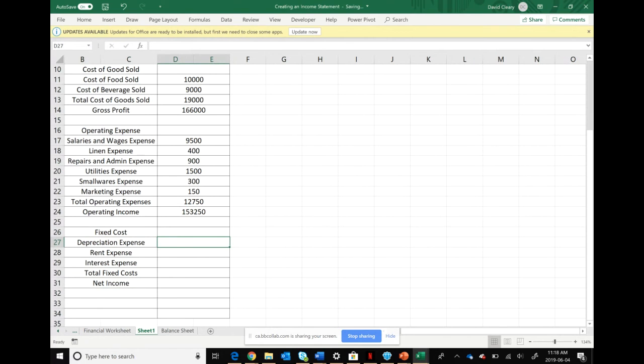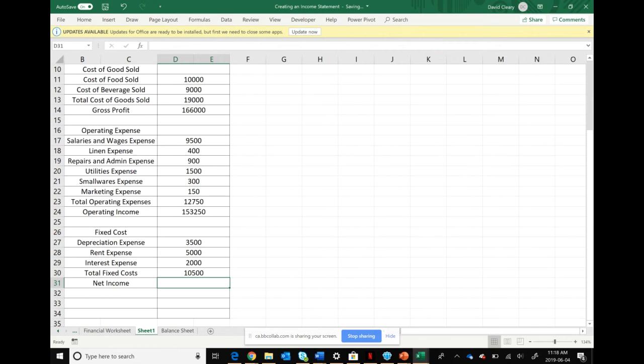So our depreciation expense was $3,500. Our rent was 5,000. Our interest expense was 2,000. And we then add them all up to get the total. So we have total fixed costs of $10,500.